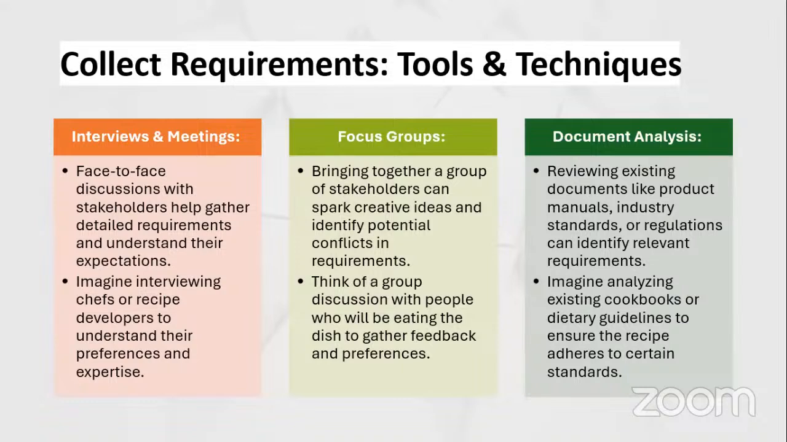Now, what are the tools and techniques for collecting these requirements? You can do this through interviews and meetings. It can be through face-to-face discussion with your stakeholders so that it can help you understand what they really mean. Okay? And then you can also try doing focus groups, where you bring together a group of stakeholders to spark creative ideas and identify potential conflicts in requirements. The focus group will be like a sample of the entire stakeholders involved in the project. And with their initiative, their creativity, you can draft information as part of requirements for the project.